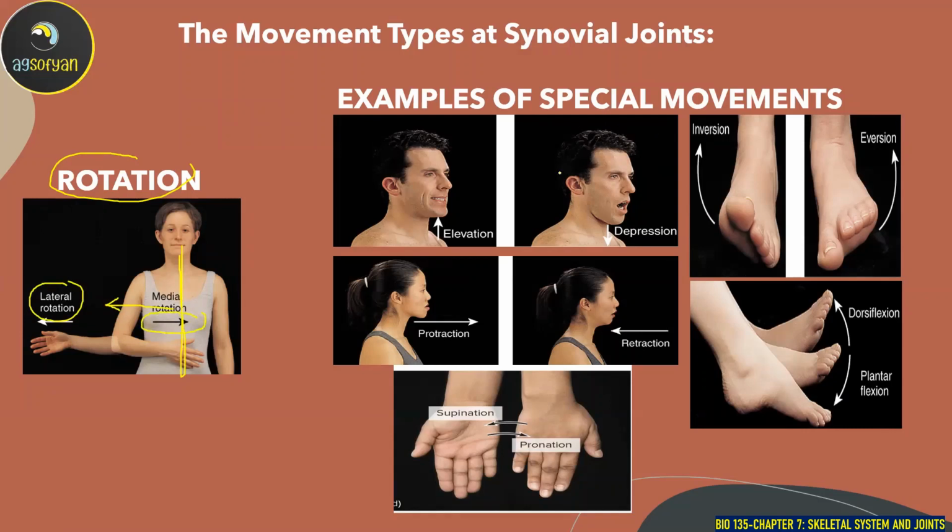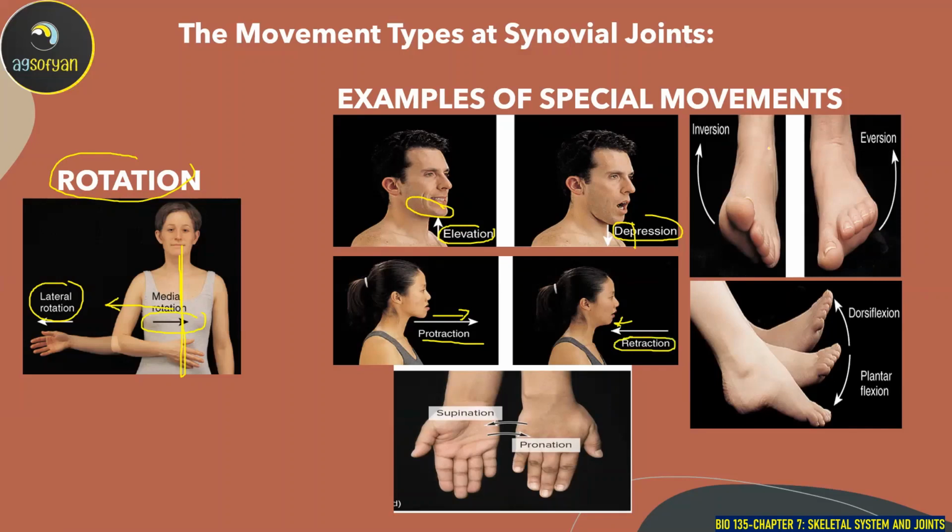Example of special movement, I mentioned before, movement of our jaw over here. When it is up, it's called the elevation. When it is down, it's called the depression. When we move it forward, this is protraction. When we move it inward or backward, this is retraction.